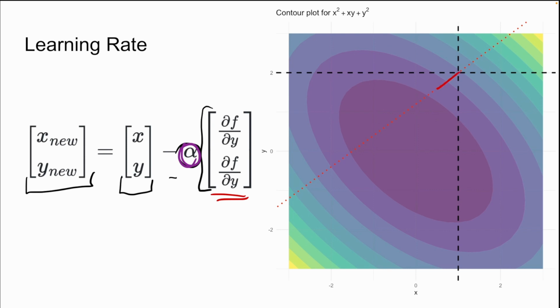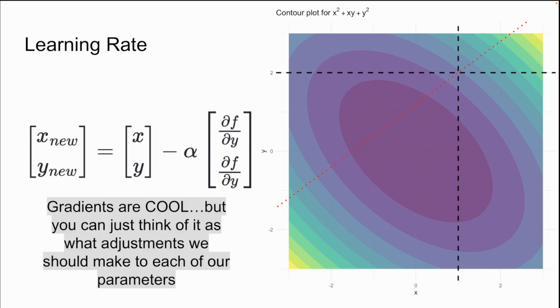So for instance, I could take a step that's this big, or I could take a step that's this big. All of that's determined by our learning rate alpha. And while in 2 dimensions, like in this picture, it's really easy to think of a gradient as a direction that we take a step in, once we have a lot of different parameters and really long gradients, it can be more useful to think of the gradient as having individual adjustments that we should make to each of our parameters.